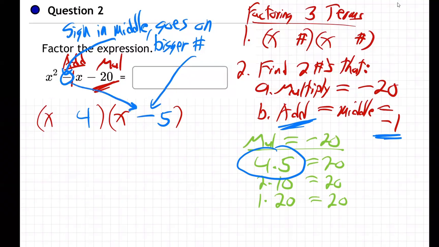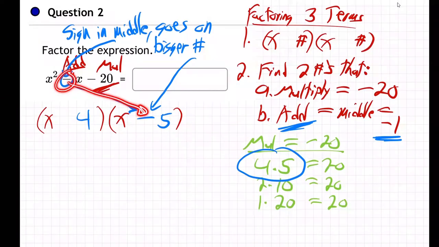That rule will always work for you. The sign in the middle goes on the bigger number. And what's the other one? The other one will be plus. And that makes sense, doesn't it? Plus 4 minus 5. First off, that'll multiply to be -20, right? Positive times negative, in fact, is -20, which is what we actually needed.